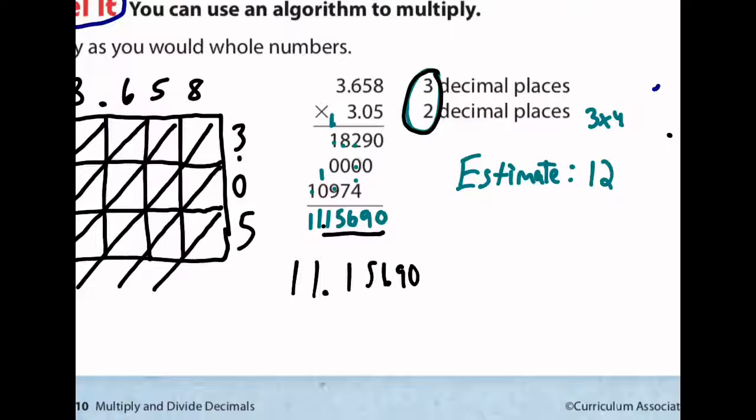11.15690. Is that close to 12? Well, yeah, I'd say 11 is close to 12. So yes, it's going to make sense. Now, let me show you something else which I think is kind of cool. Let me undo all this stuff.